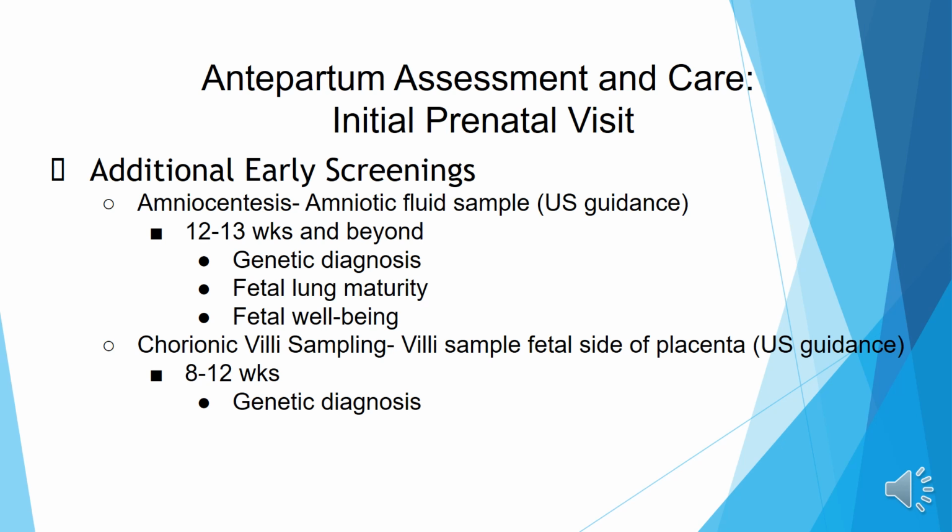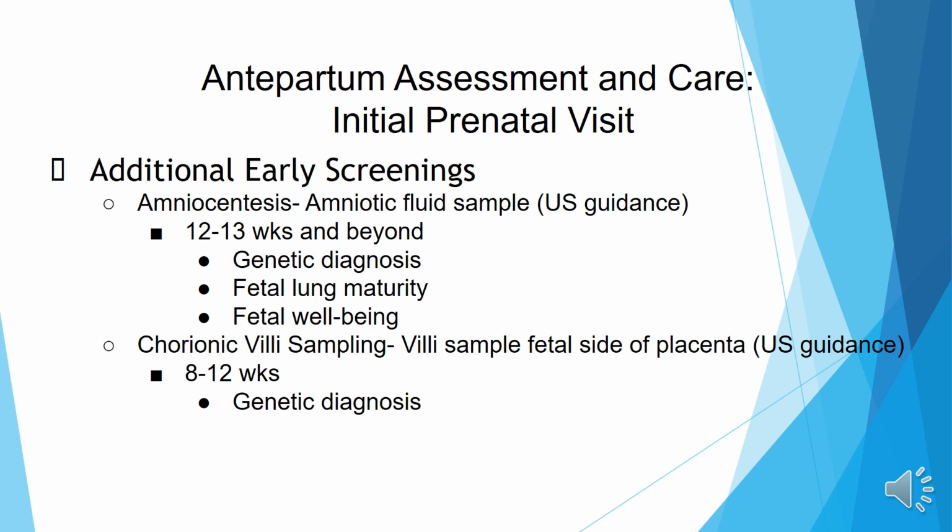Amniocentesis is an amniotic fluid sample under ultrasound guidance, and they will take a sample of the amniotic fluid and test it for genetic material. This is done around 12 to 13 weeks. It can be done later in pregnancy to assess fetal lung maturity and fetal well-being. There are times that they will do an amniocentesis to see if delivery is necessary, and when delivery is necessary, they're concerned about the fetal lung maturity of that baby prior to inducing or C-sectioning the patient. So primarily it's done as a genetic diagnosis, but it also can be done later in pregnancy as well.